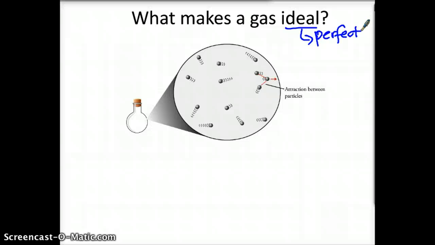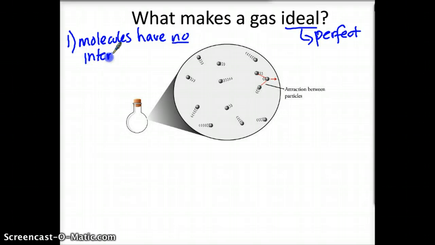There's two characteristics that a gas must have to be considered ideal. Okay? Number one, the molecules, the gas molecules themselves, have no interactions. And by interactions, we mean attractions or repulsions.